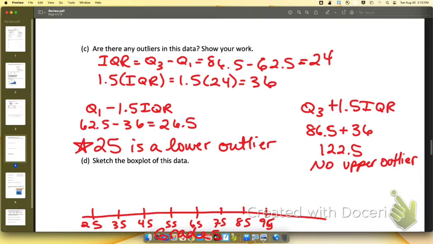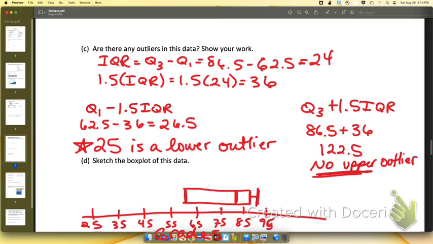And my Q1 was 62.5, so that's about here. My median was 83. My Q3 was 86.5, and I'm going to connect those. I did not have any upper outliers, so I'm just going to go to the highest number, or the maximum, and that was just 90.